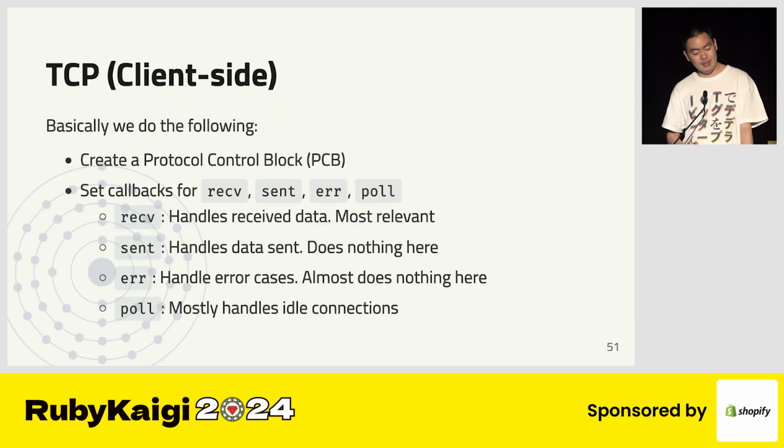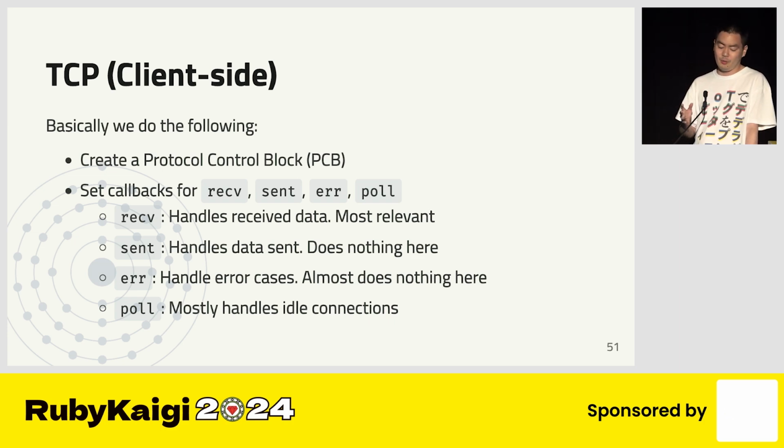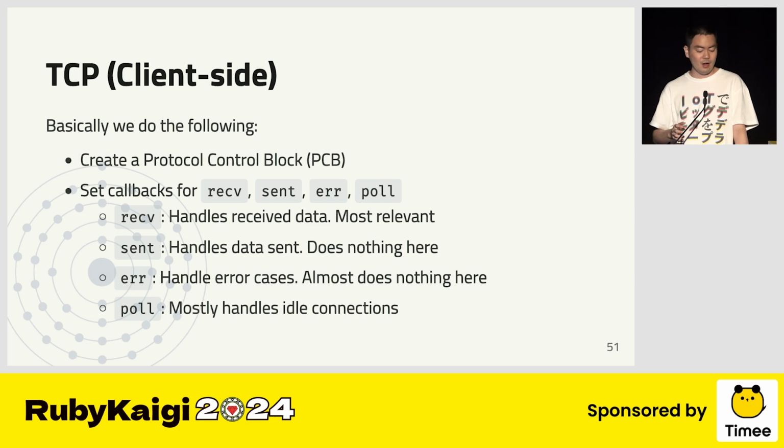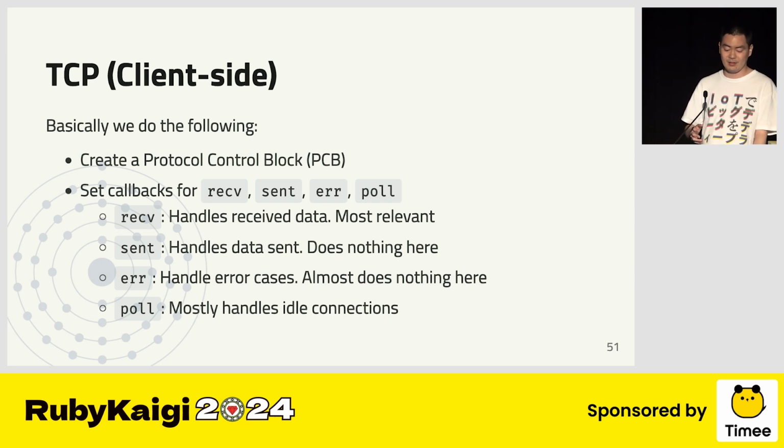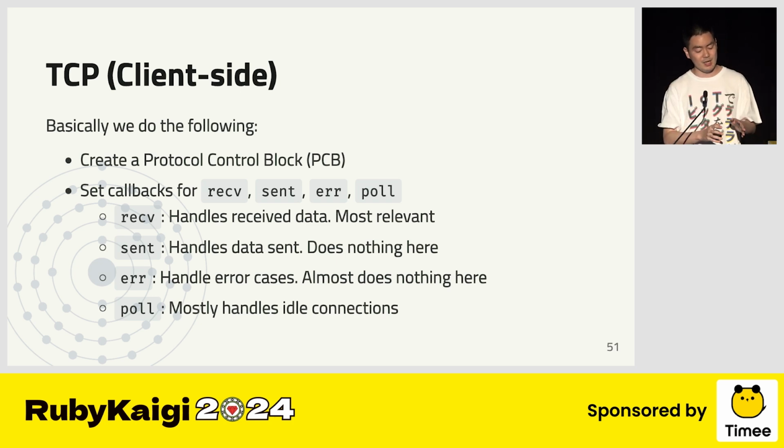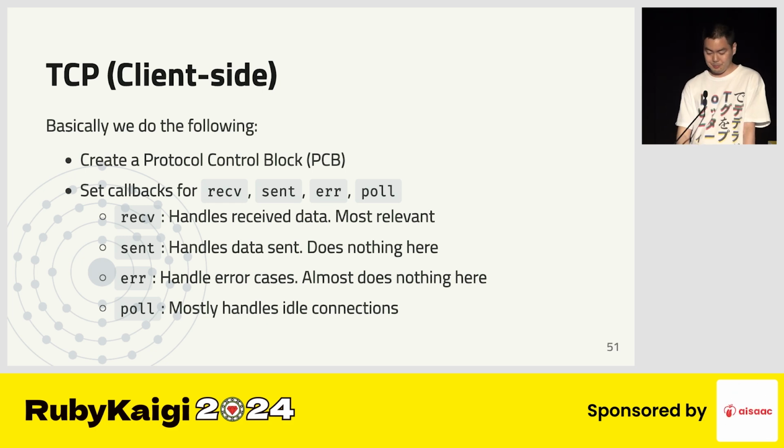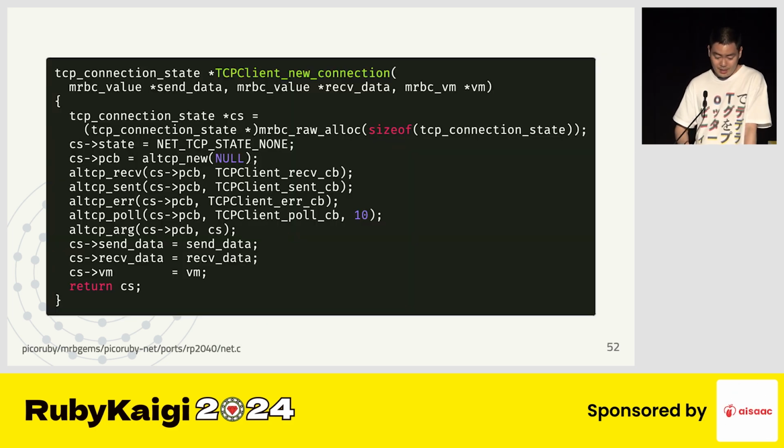So to implement the TCP client, basically we do the following. We first create a protocol control block, or the PCB, then set callbacks to the PCB for events like when data is received, when data is sent, when an error happens, and when the connection is idle. The library will call the poll function to handle idle connections, like to finish the function when the connection is done. So this is what it looks like.